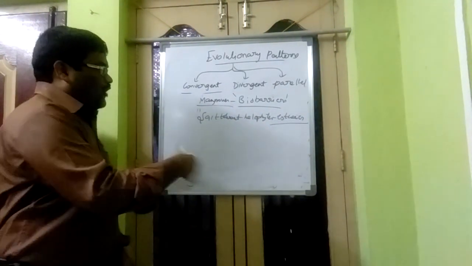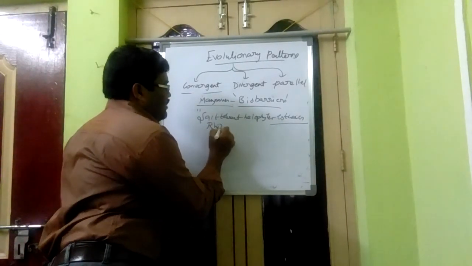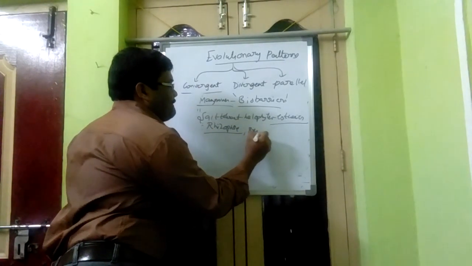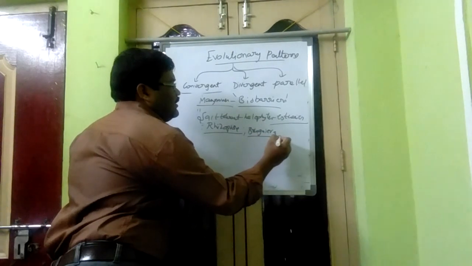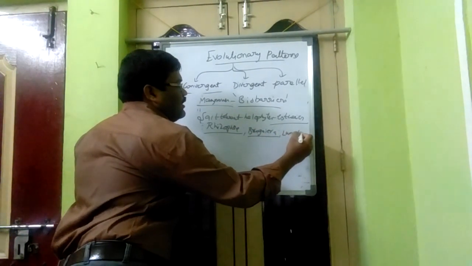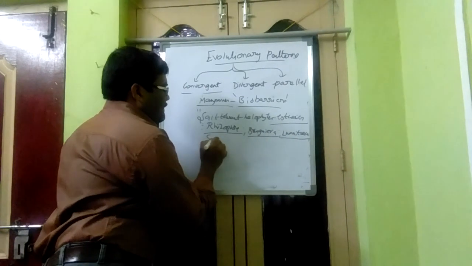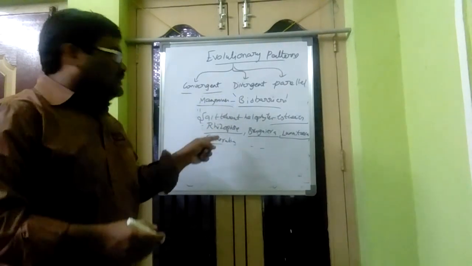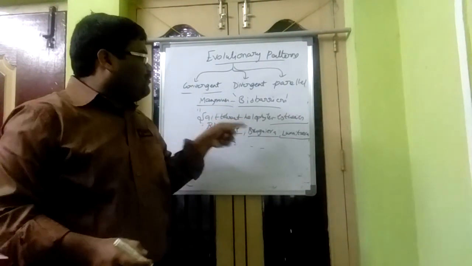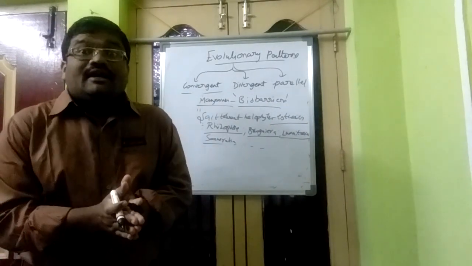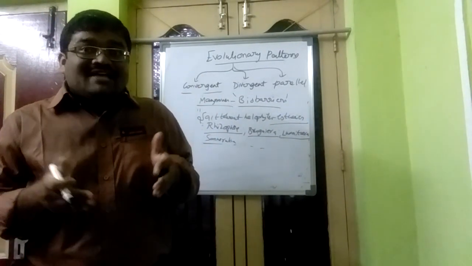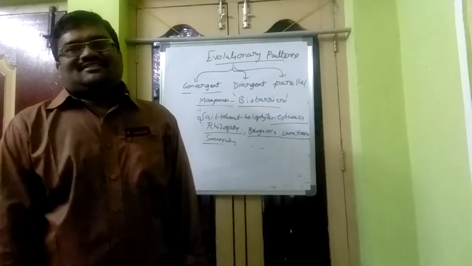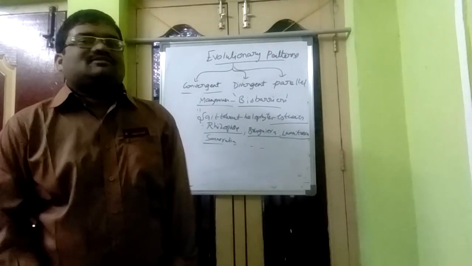We can discuss point by point. Rhizophora is one mangrove, Bruguiera, Lumnitzera, Sonneratia, etc. They don't have a common ancestor. Rhizophora, Bruguiera, Lumnitzera, Sonneratia and others have different ancestors. These different ancestral forms evolved into a group of organisms having common characters. A group of woody communities having common characters are called mangroves.